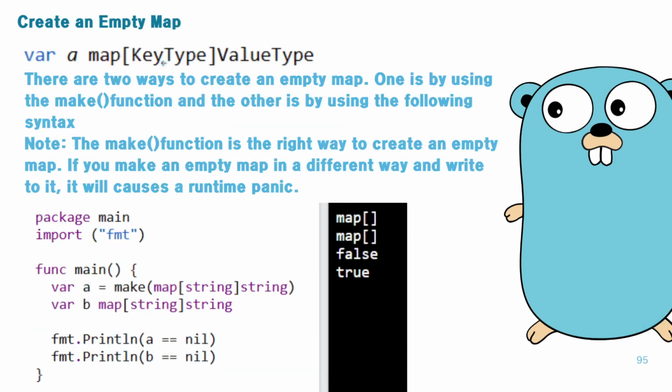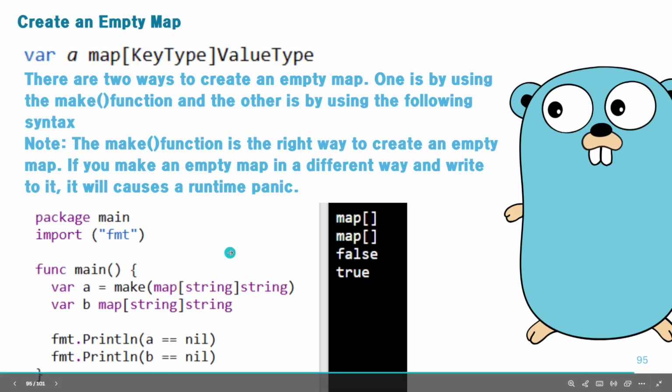Regarding creating an empty map, there are two ways to do it. One is by using the make function that we have seen here, and the other is by using the following syntax: var a map[string]string. We are basically just declaring a variable, and it is empty initially. The difference between these two approaches is, if we compare it with nil, the map made with the make function is not nil, but with the other approach it is nil. So the make function is the right way to create an empty map.